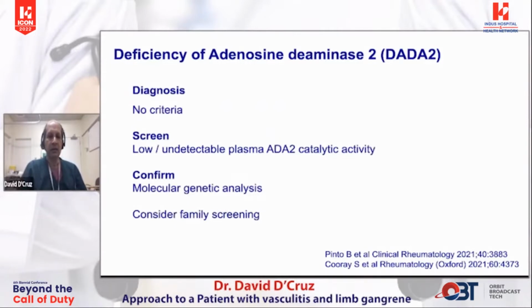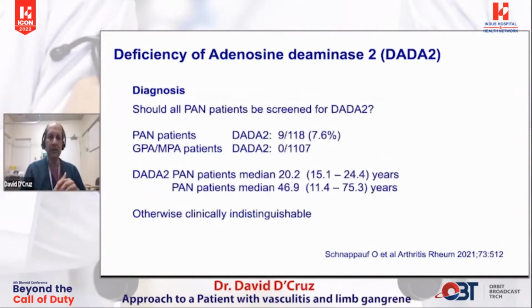Diagnosing DADA2, there are no criteria. One has to be aware that this is a possibility and think of this differential diagnosis. You can screen for the diagnosis by looking for low or undetectable plasma ADA2 catalytic activity if you have this available in your laboratory, and you can confirm the diagnosis by molecular genetic analysis, again needing a specialized laboratory. If a patient has confirmed DADA2, deficiency of adenosine deaminase 2, it is worth considering family screening. So that leads on to this question.